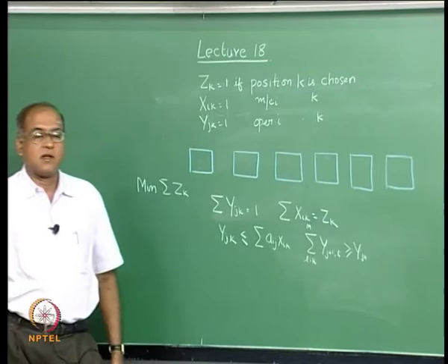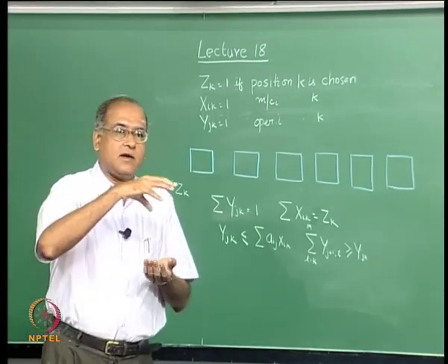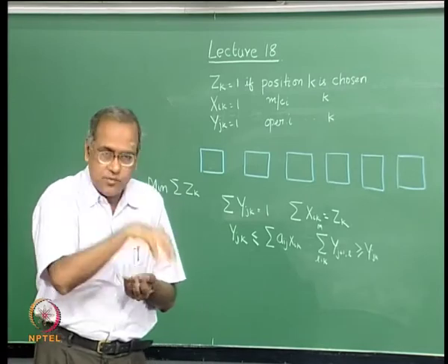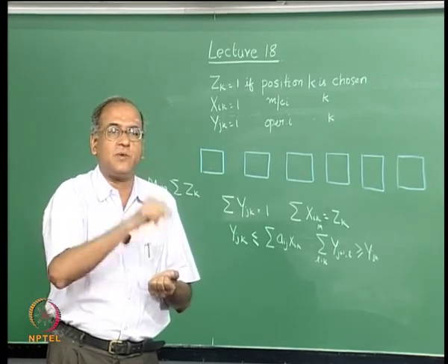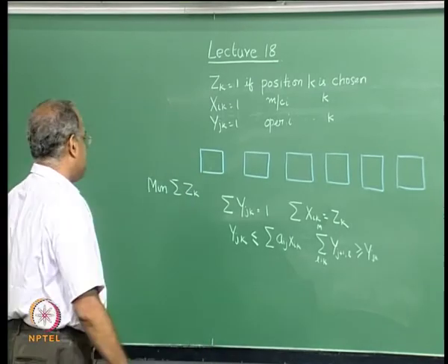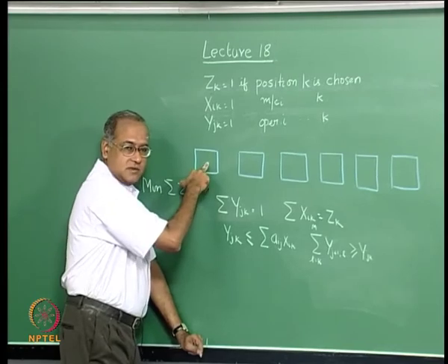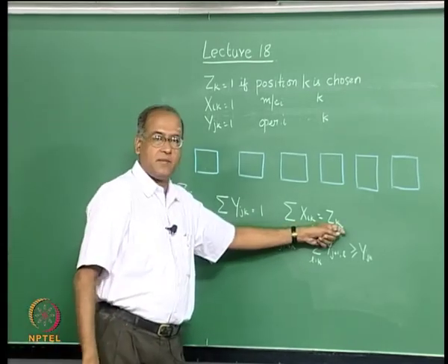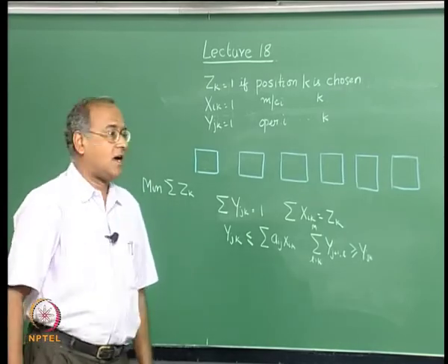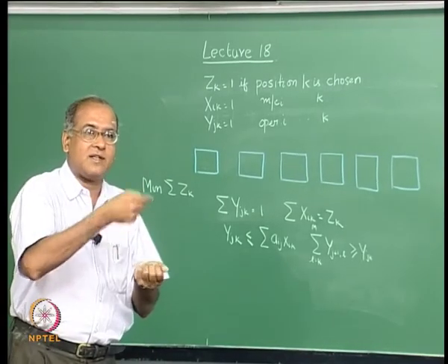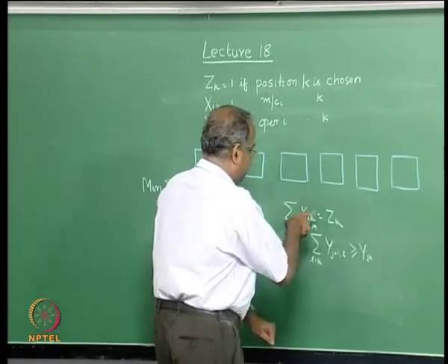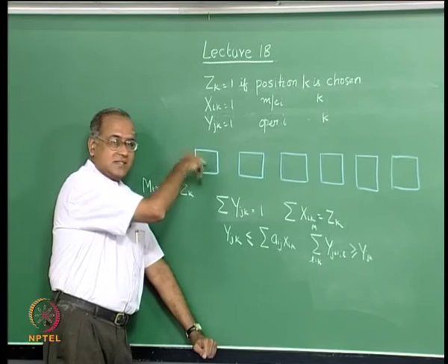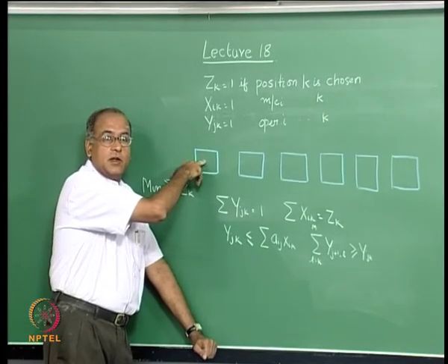What does this do? Now, when I assign an operation to a position, then I should have a machine in that position, and that machine should be capable of doing the operation. So, if I assign operation 1 to this position, then this position should be chosen, which is taken care by this Zk, and you should have a machine that is capable of doing that there. Because this position is chosen, this will force one machine to sit here, and if operation 1 is assigned here, then that machine should be capable of doing operation 1.